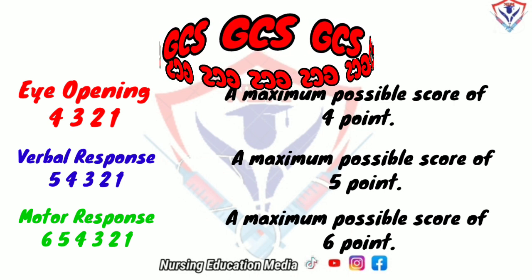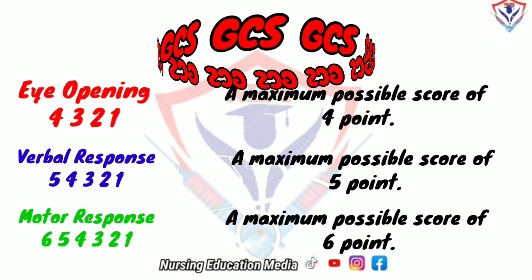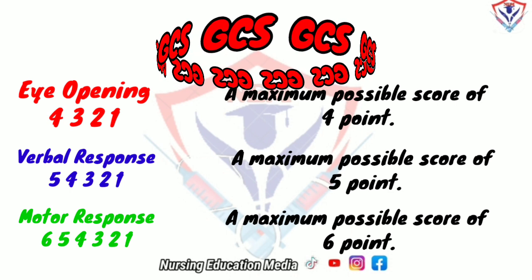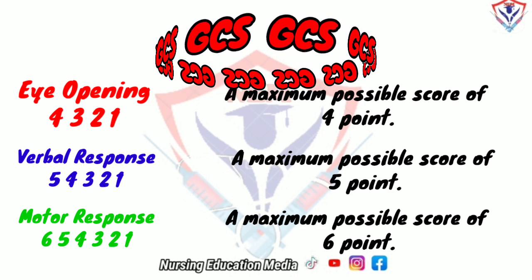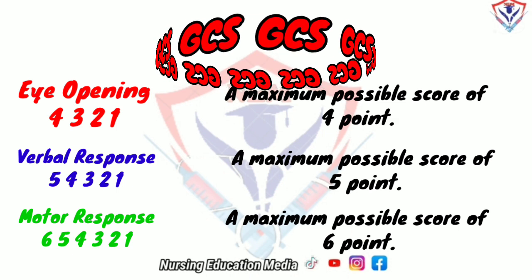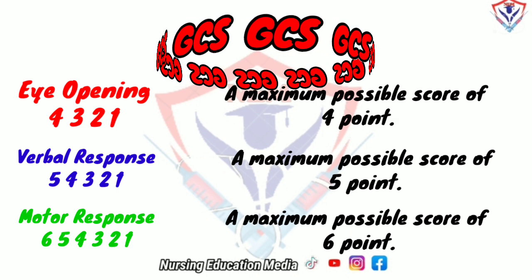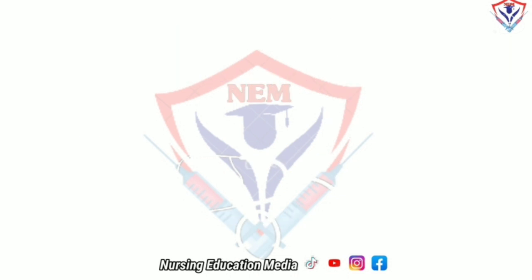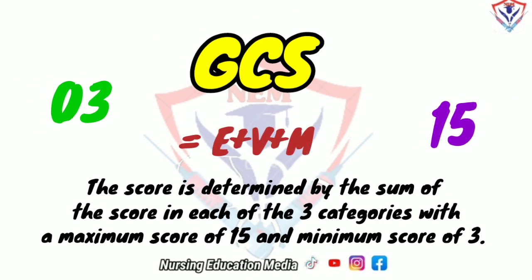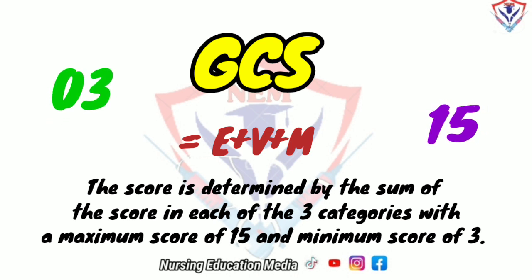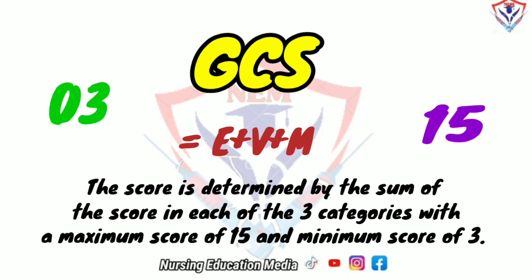For eye opening, a maximum possible score of 4 is given. For verbal response, a maximum possible score of 5 is given. And for motor response, a maximum possible score of 6 is given. The score is determined by the sum of the score in each of the three categories, with a maximum score of 15 and a minimum score of 3.